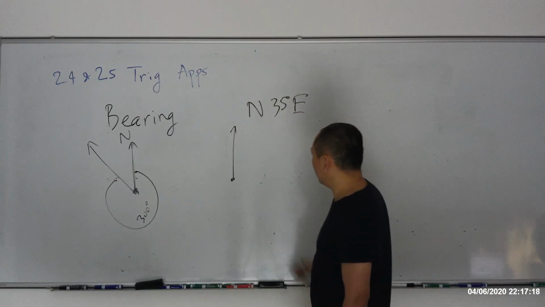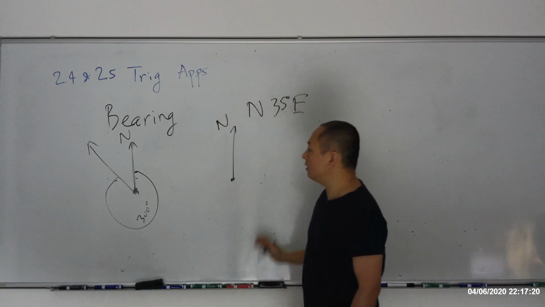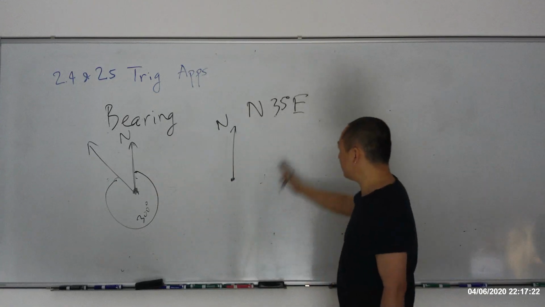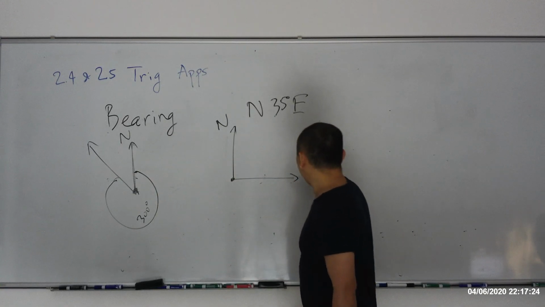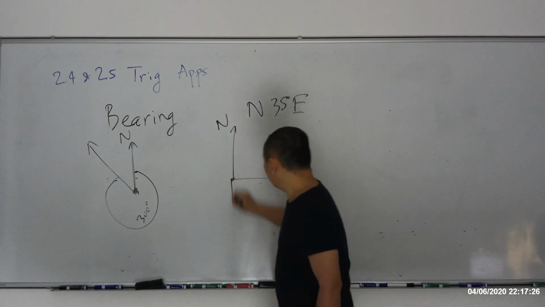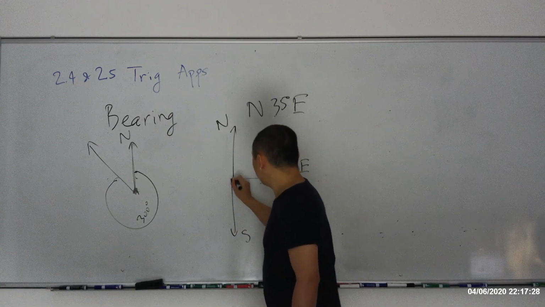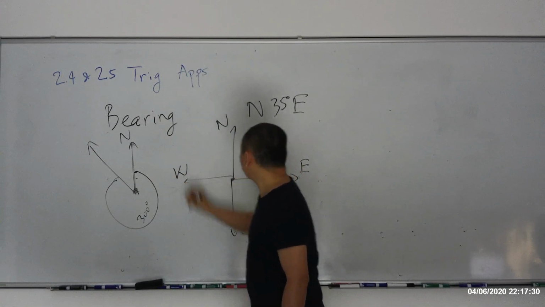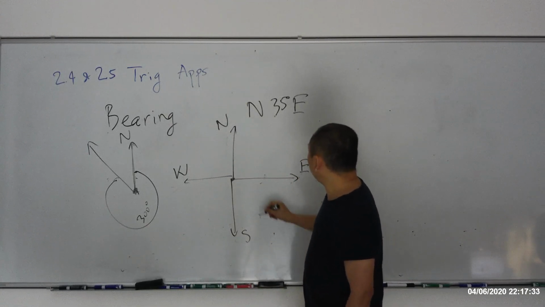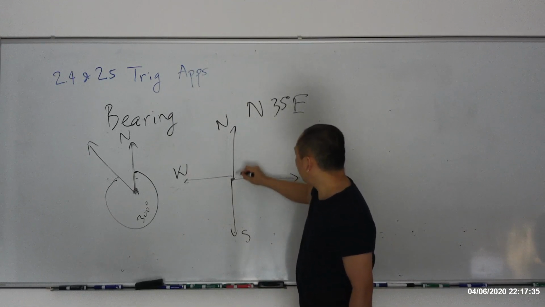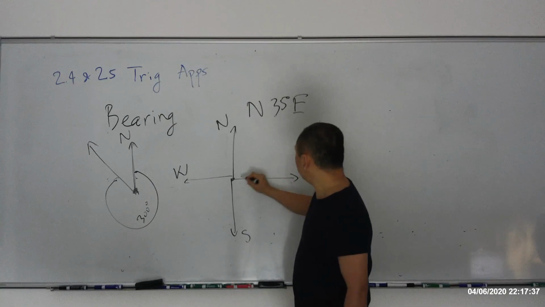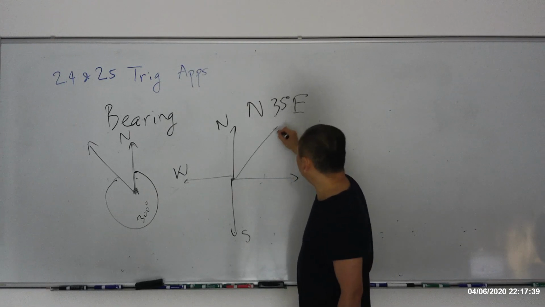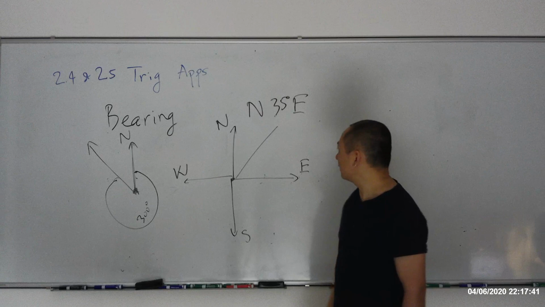And how do we understand that? We have the north direction right here, so this left hand side is west, right hand side is east, and this is south. So north 35 degrees east means what? North right here, you go 35 degrees to the east direction, so it's going to be somewhere right here. This is the direction of moving.